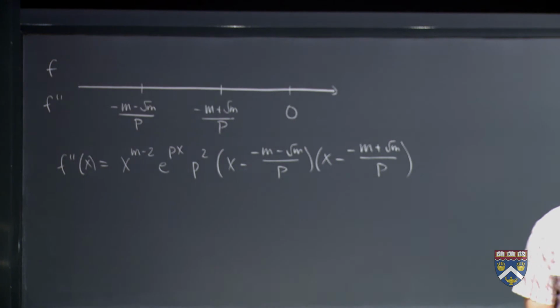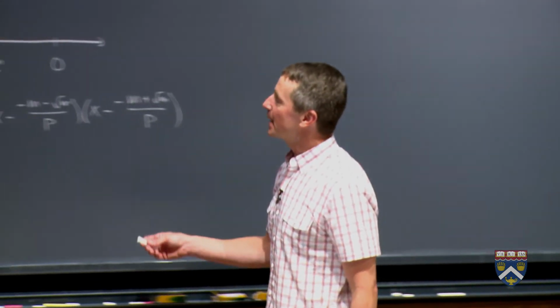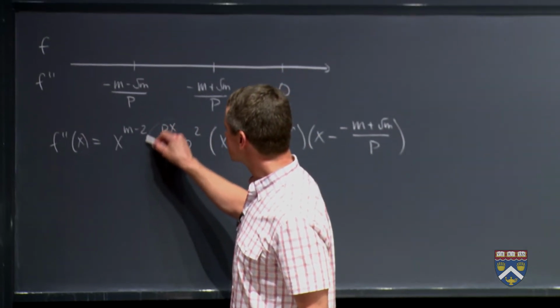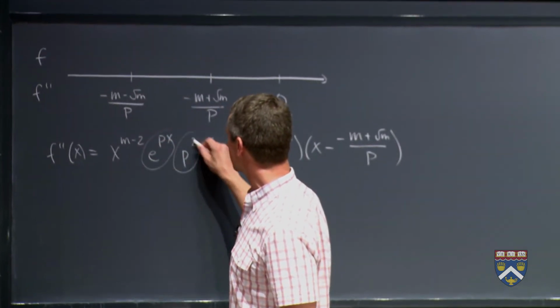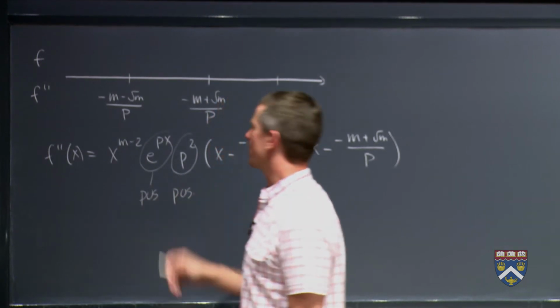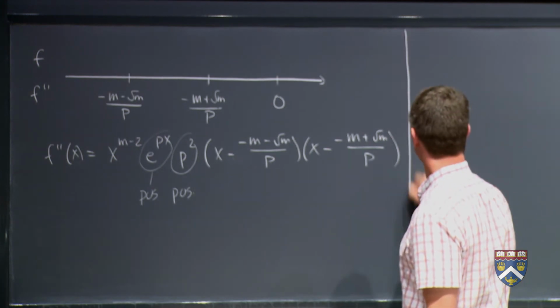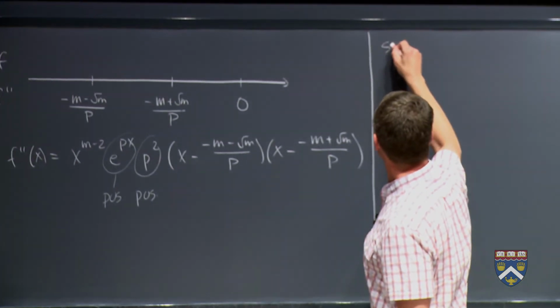Remember, you're analyzing a whole family of infinitely many curves here, so we expect it to be a little bit of work. Let's make a couple notes here. E to the px is going to be positive, p squared, those are both going to be positive, no matter what we plug in. So that's going to make our life a little bit easier. Let's plug in.